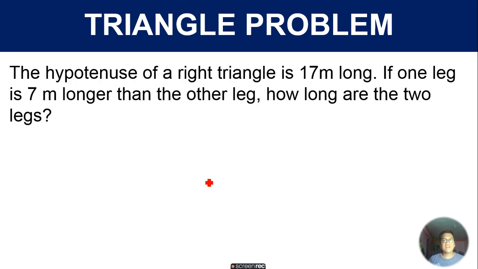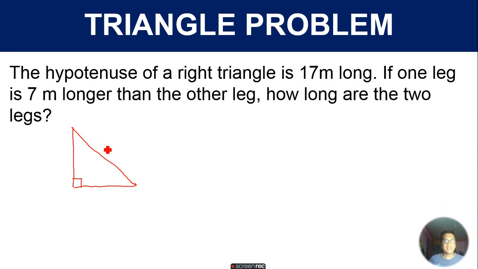So this is all about the triangle problem. Say for example, the hypotenuse of a right triangle is 17 meters long. If one leg is 7 meters longer than the other leg, how long are the two legs? Now, we have a right triangle. If we're going to draw a right triangle, it's like this. You have a right angle. Now, what does it say? The hypotenuse of a right triangle is 17.